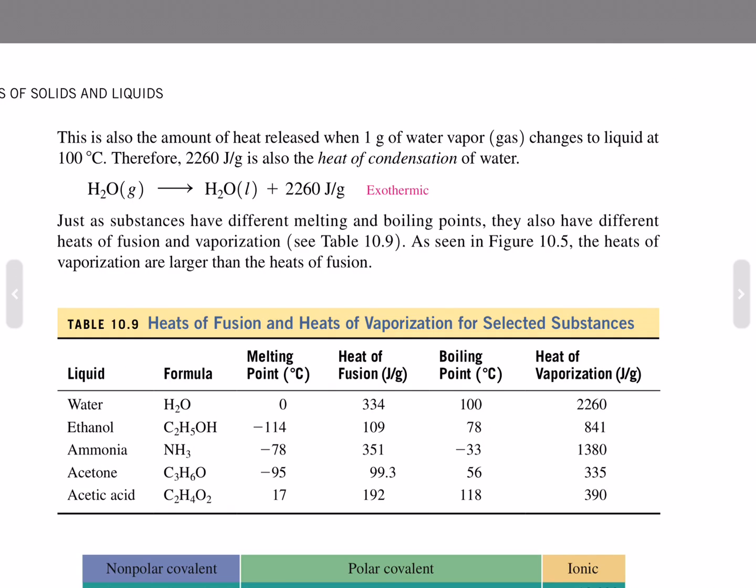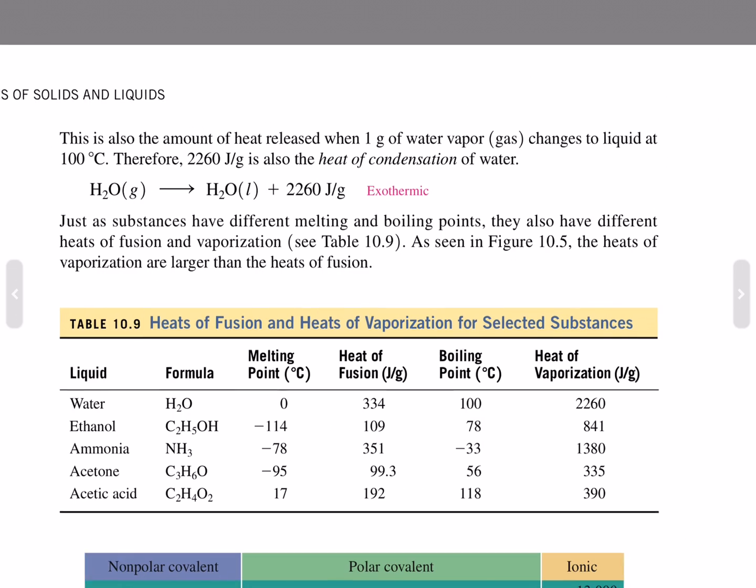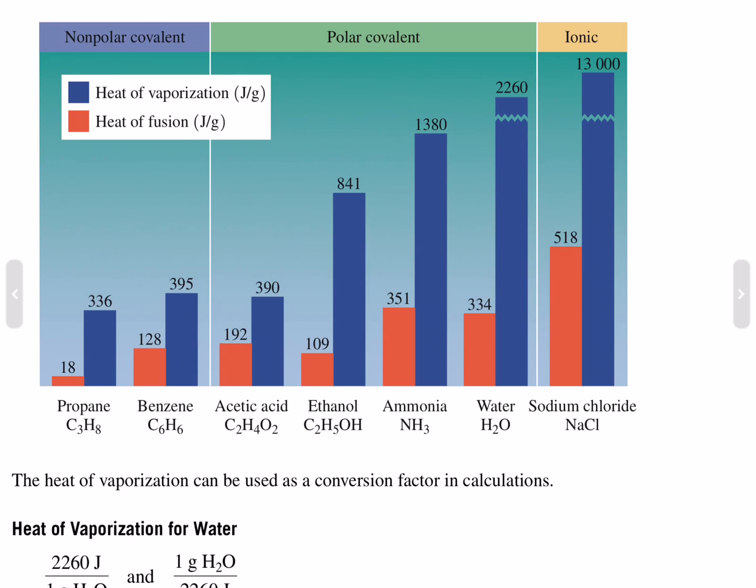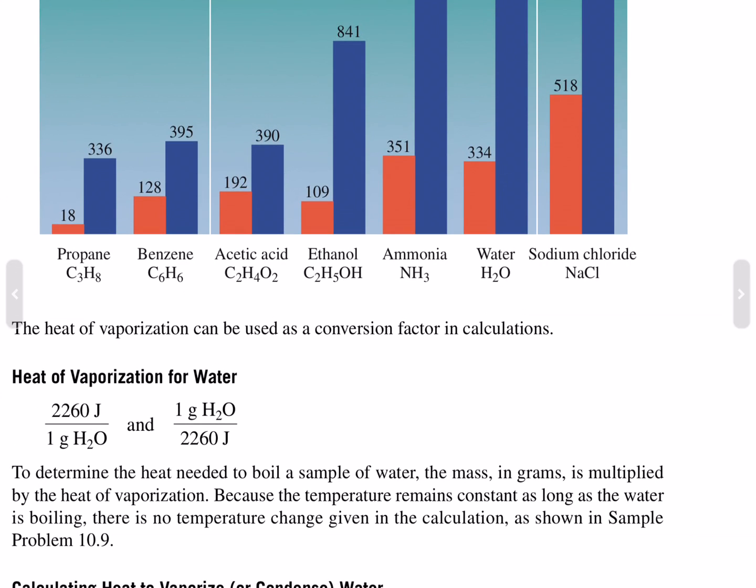As seen in figure 10.5, the heats of vaporization are larger than the heats of fusion. Water has a heat of fusion of 334 joules per gram. Water has a heat of vaporization of 2,260 joules per gram. The heat of vaporization can be used as a conversion factor in calculations: 2,260 joules for 1 gram of water, and 1 gram of water for 2,260 joules.